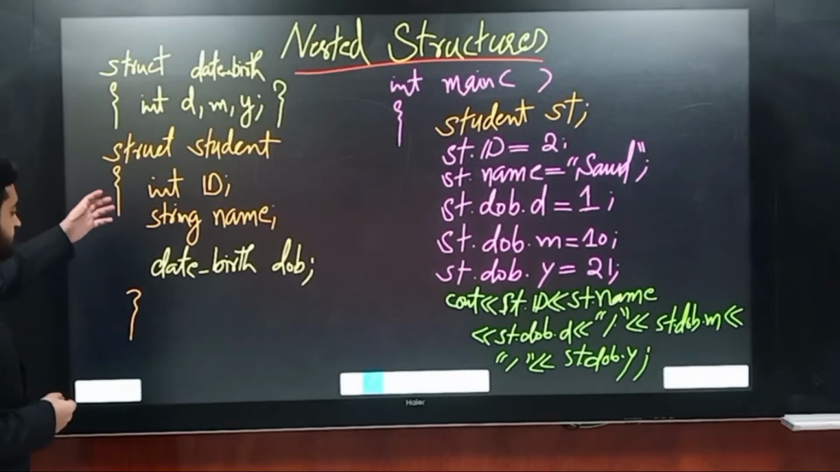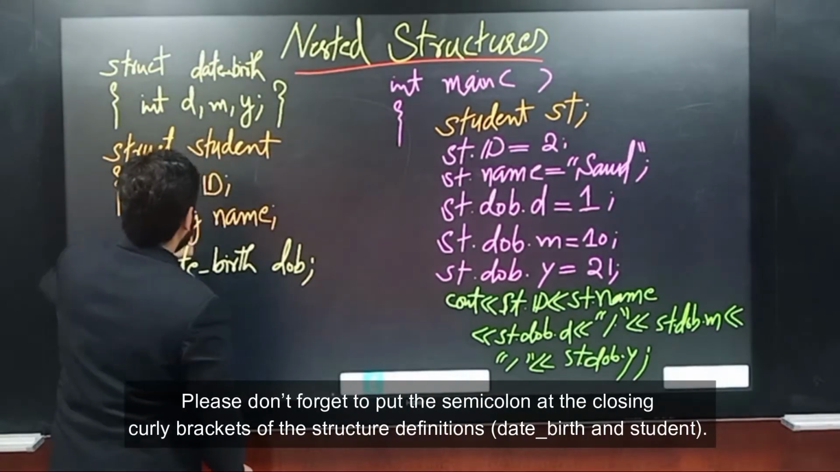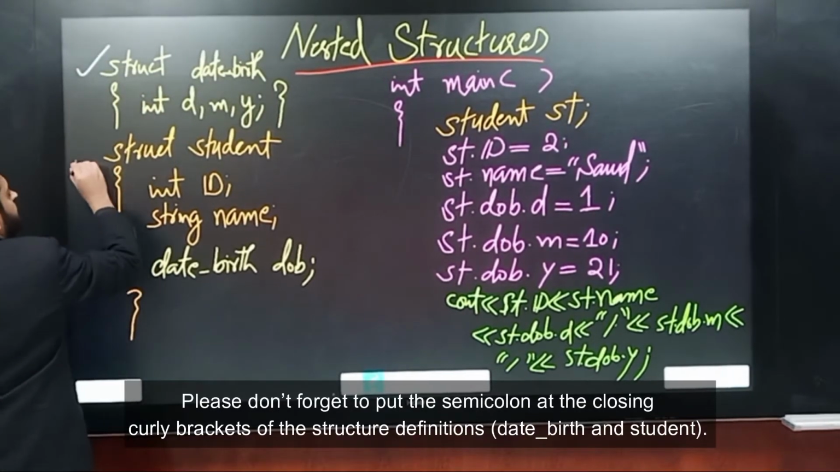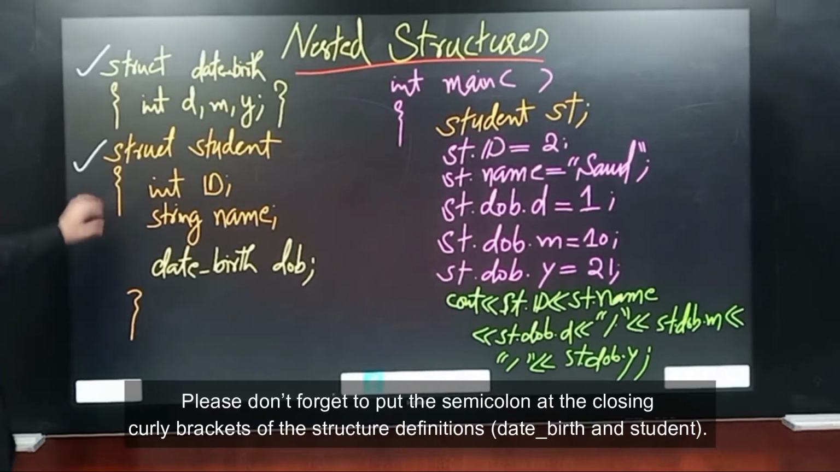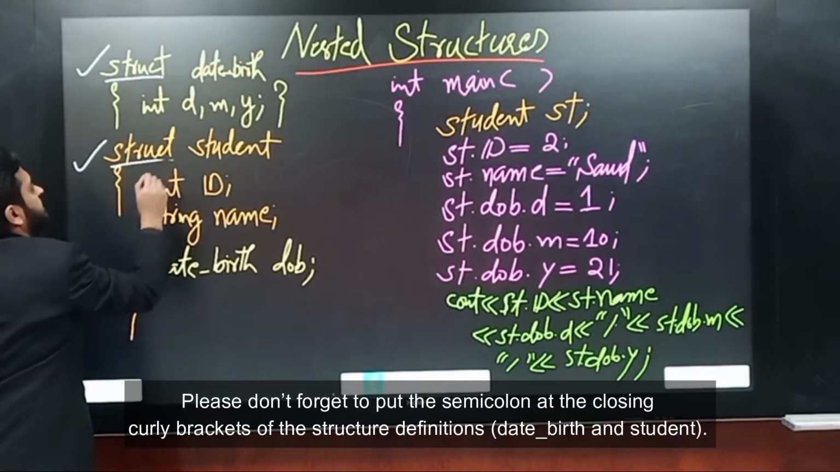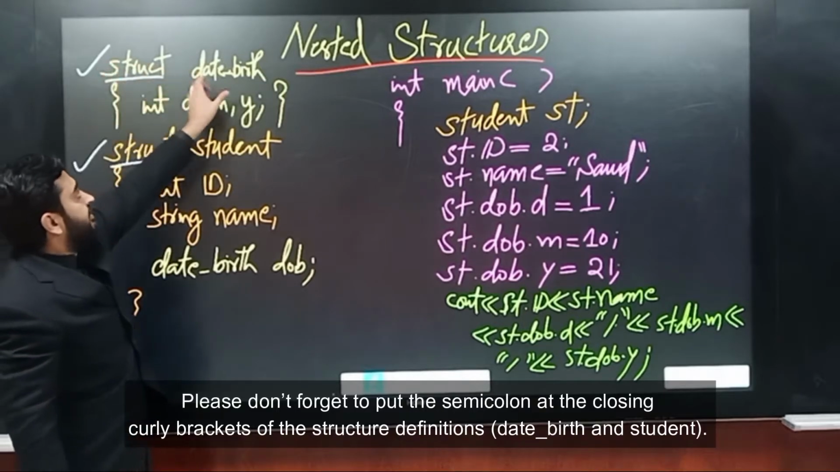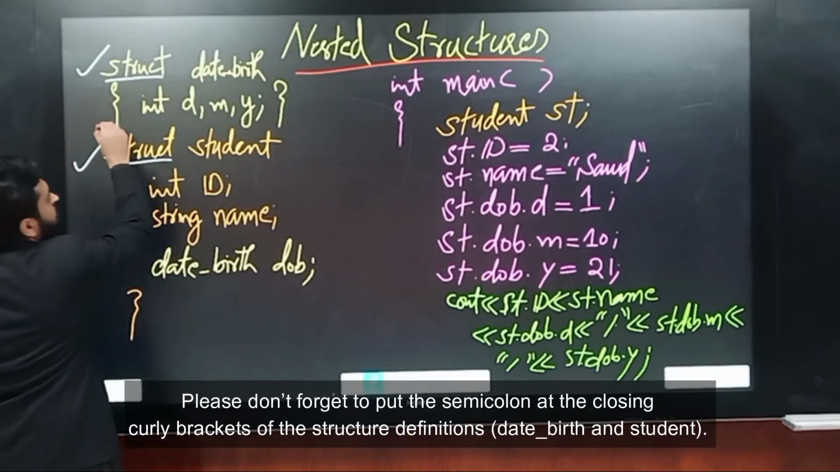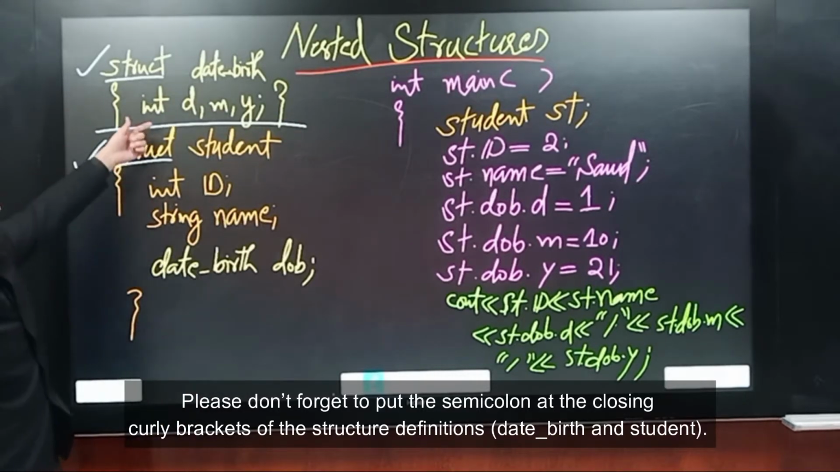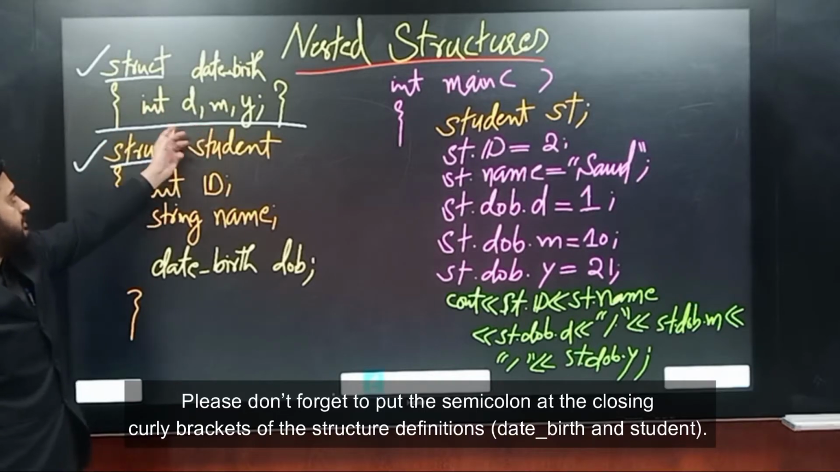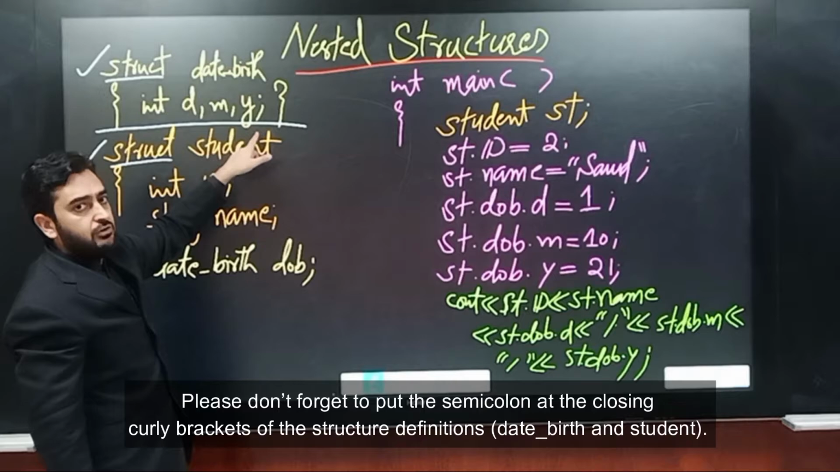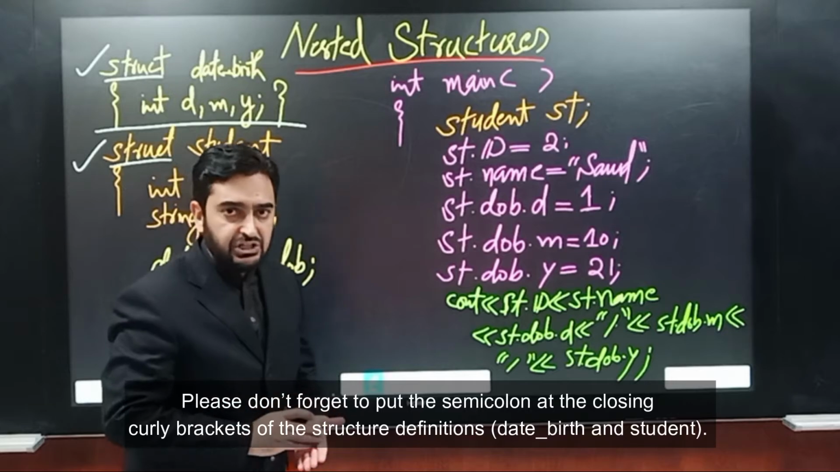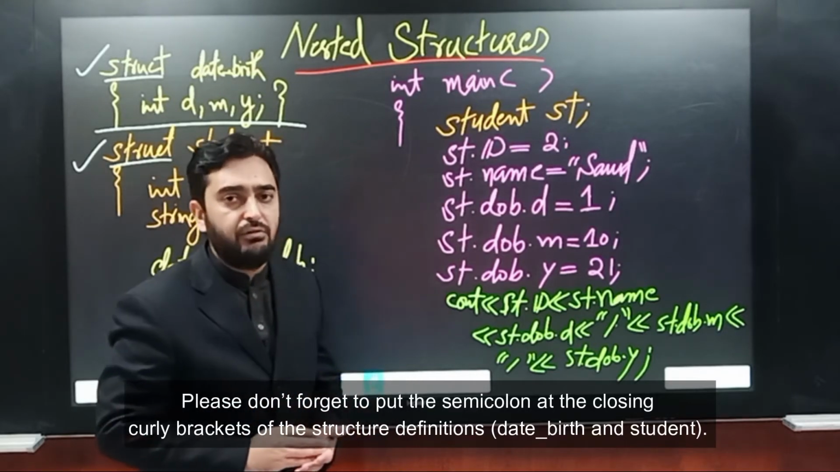Here you can see we have defined two structures. One is the date of birth and the second one is student. These are the reserved keywords, struct and struct. The first structure is defined for the date of birth, date_birth. This is the body of the structure, where we have declared three variables: integer d, integer m, and integer y, separated by commas. D for date, M for month, and Y for year.